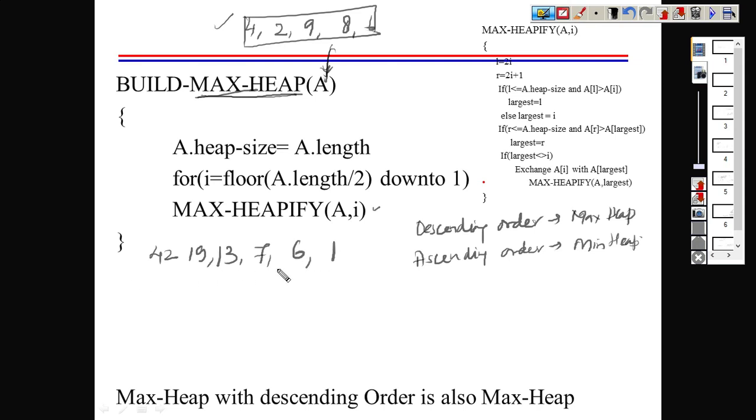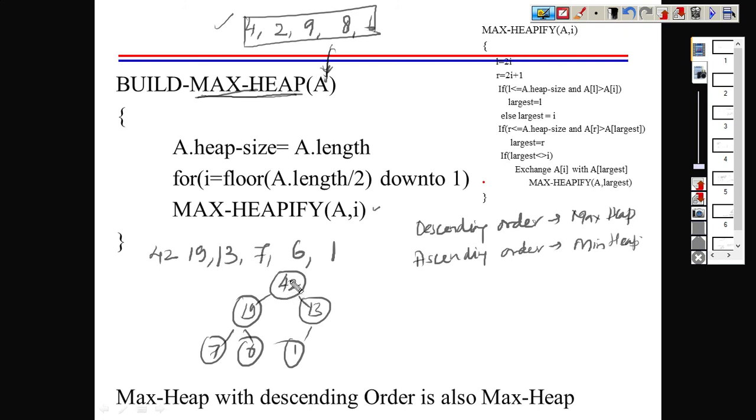Now this is a descending order, and if I construct a binary tree out of that, 13 7 6 and 1. Now this binary tree is actually fulfilling both properties. It is fulfilling the complete tree property, and it's also fulfilling the order property.